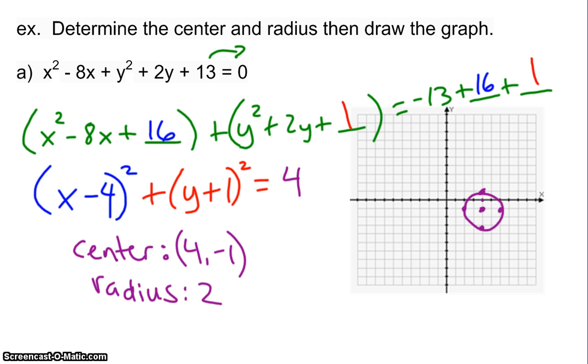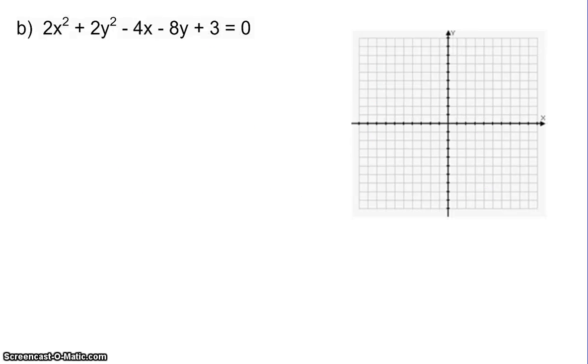And I draw really great circles. So that would be the circle there. Now, something similar but slightly different, based off of looking at this, we have to worry about the 2 in front of the x and the y. We're still going to do the same process.